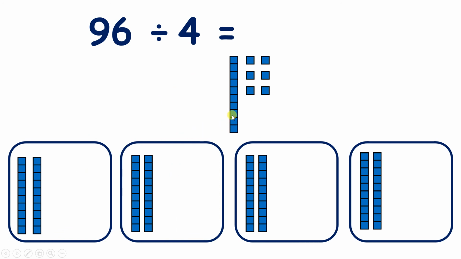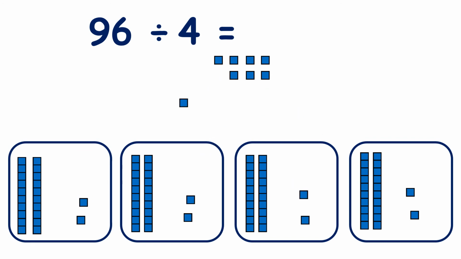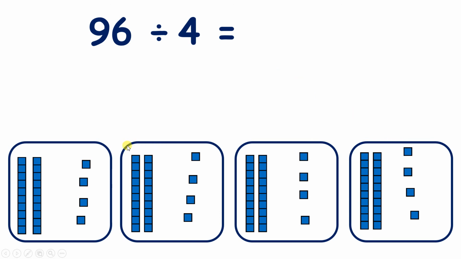So instead, we need to exchange a 10 for 10 units, or regroup our 10 as 10 units. So now we have 16 units, and if we share 16 between 4 groups, that gives us 4 units in each group. So now we have 2 tens and 4 units in each of our 4 groups. So 96 divided by 4 equals 24.